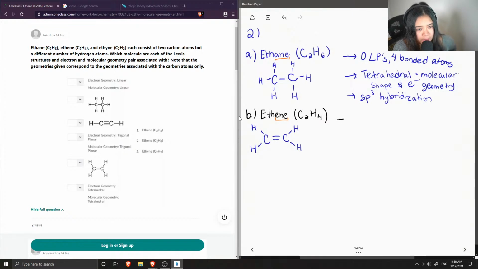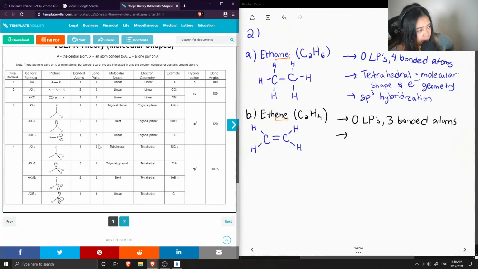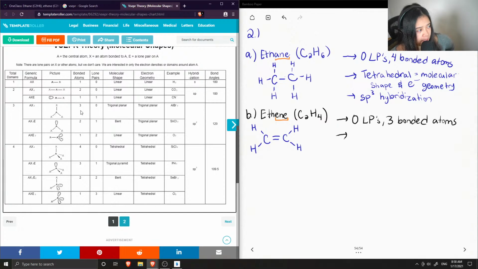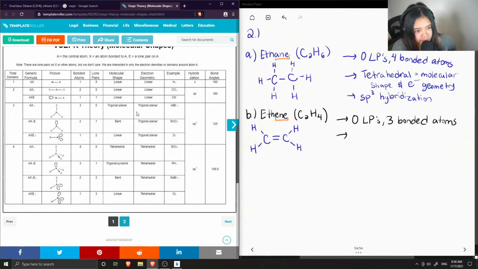So again, this central atom contains 0 lone pairs, but this time there are only 3 bonded atoms to our carbon atom. So each carbon is bonded with 2 hydrogens and the other carbon. So now if we use the VSEPR table to find out the type of shape we have, 3 bonded atoms and 0 lone pairs corresponds to a trigonal planar molecular shape and electron geometry.